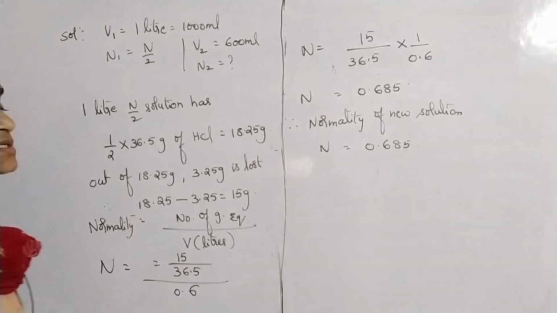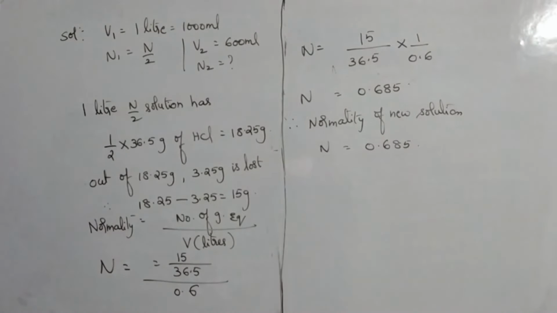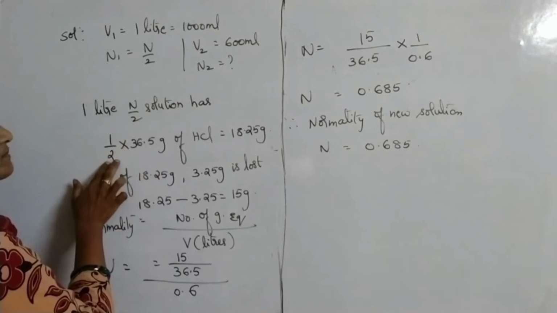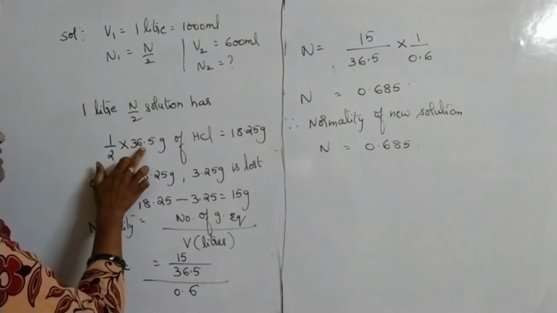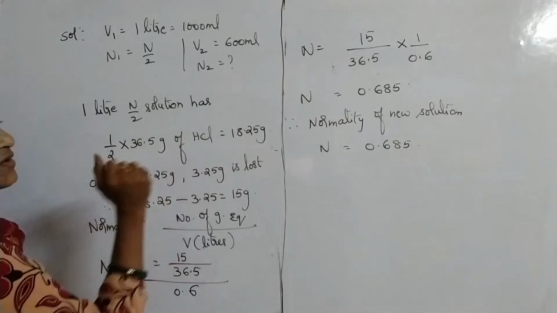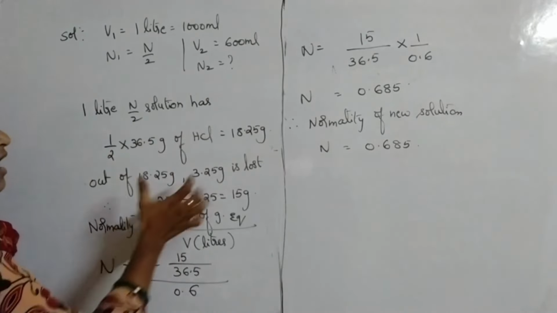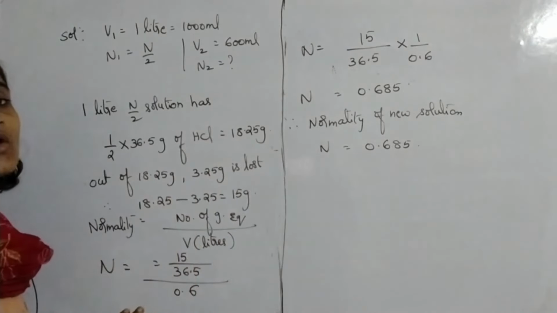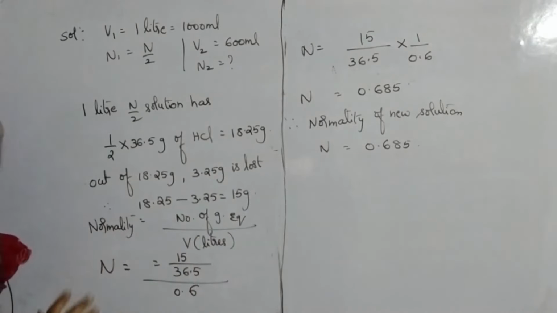So this is also a very important numerical. If some amount of substance is lost, you have to subtract that. For the N/2 solution, first find the weight of HCl, which you got as 18.25. Out of 18.25 grams, 3.25 grams of HCl is lost by heating. That is given in the question.